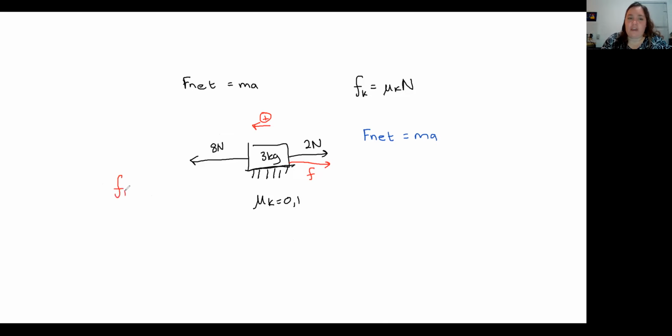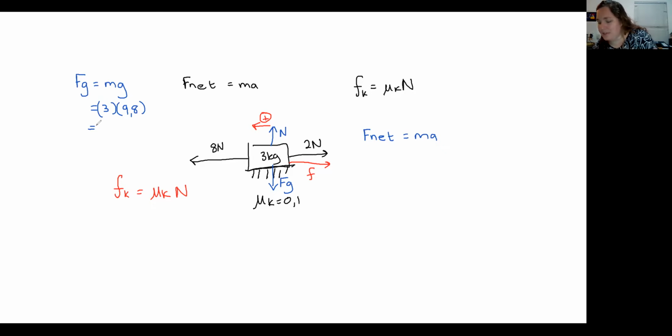So I'm going to say here, Fk is mu k multiplied by the normal. Now, because this is on a flat surface, my weight downwards is equal to my normal force upwards. So separate calculation again. Fg is equal to mg. The mass is 3. Acceleration due to gravity is 9.8. So if I have 3 times 9.8, I'm going to get an answer of 29.4 newtons. Okay, but I now need to go back here and say, well, actually the normal is also 29.4 because the forces down and up are equal.